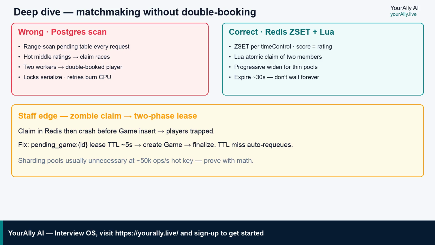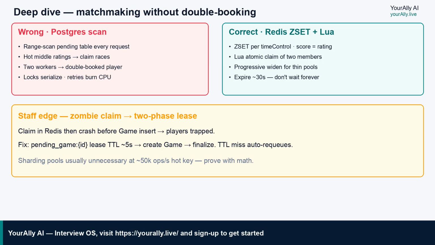Deep dive 1, matchmaking without double booking. This is where contention lives. Wrong approach: every matchmaking request scans a shared Postgres table of pending players for someone within plus or minus 200 rating points and the same time control. At quiet scale, it works. At peak, we derived tens of thousands of match requests per second.